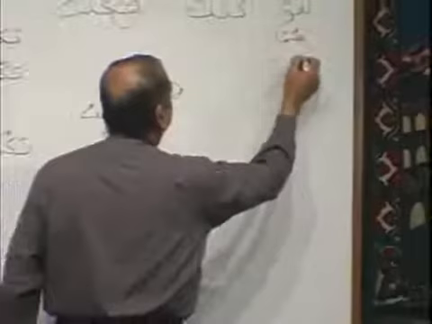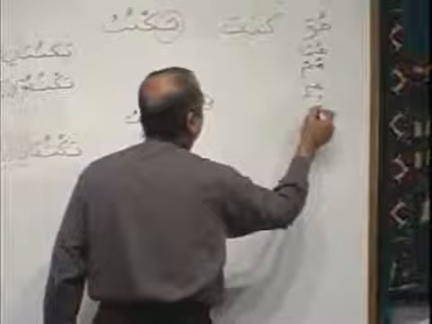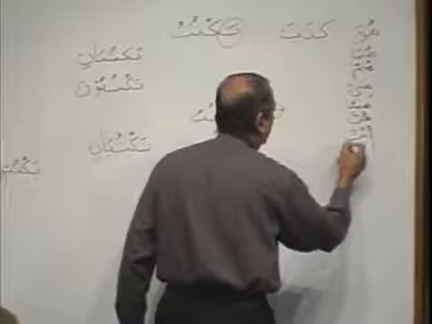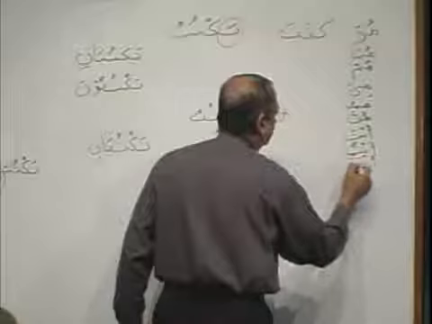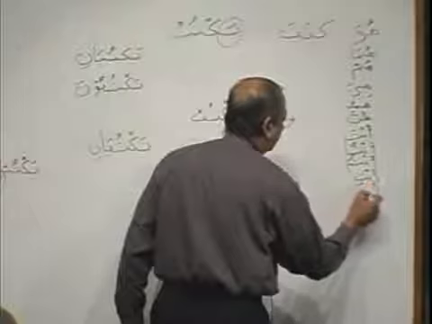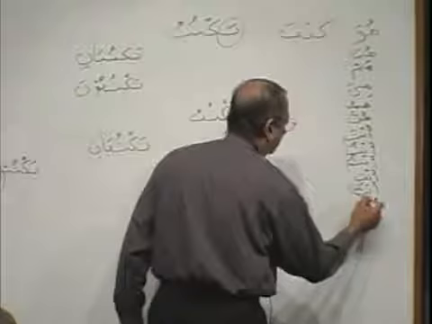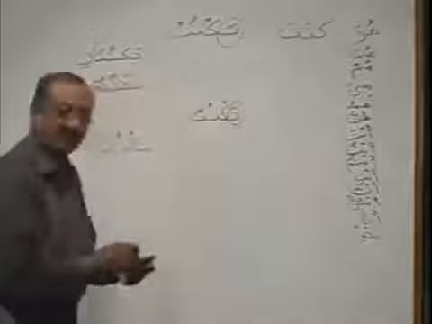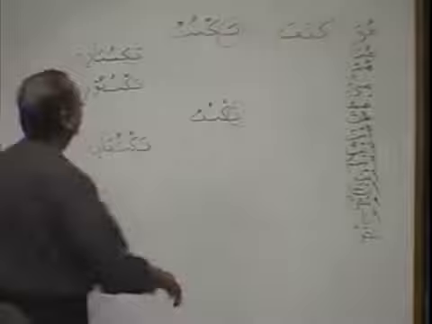Huwa, huma, and hunna, and then anta, antuma, antum, anti, antuma, antunna, ana, and nahnu. Are you with me, brothers and sisters? You have the sheet, so everything is very clean in front of you. But if you want to write it, you can also write it. Inshallah, there is no problem, brothers and sisters.